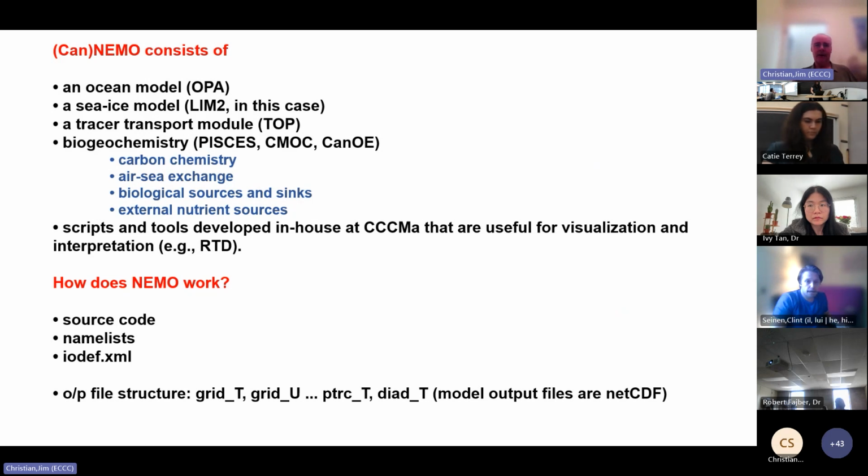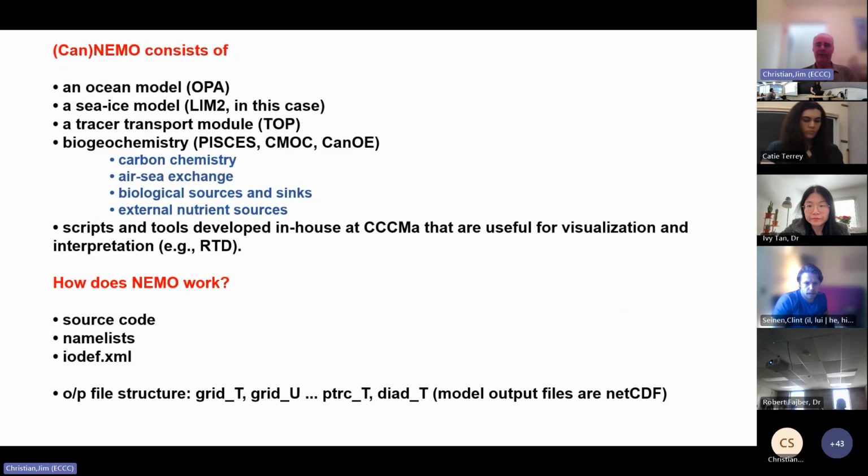So, how exactly does NEMO work? Well, there's source code, obviously. Every model has source code. It has a set of namelists and what's called an IODEF XML. I'll explain in a minute what that is. The file structures are a little bit different in the newer versions of NEMO, but the principle is the same.